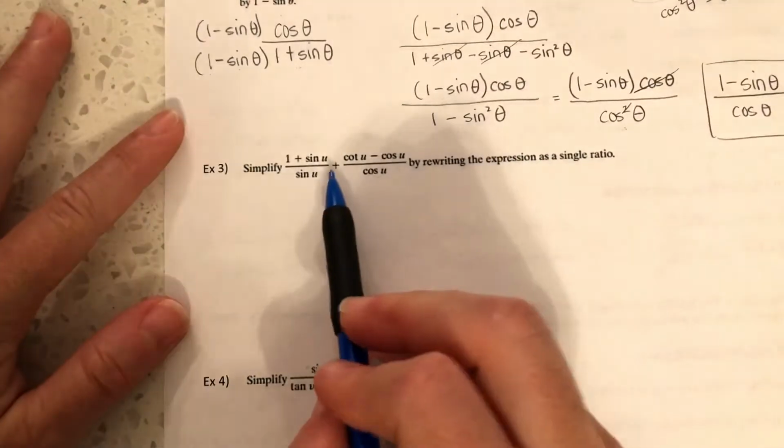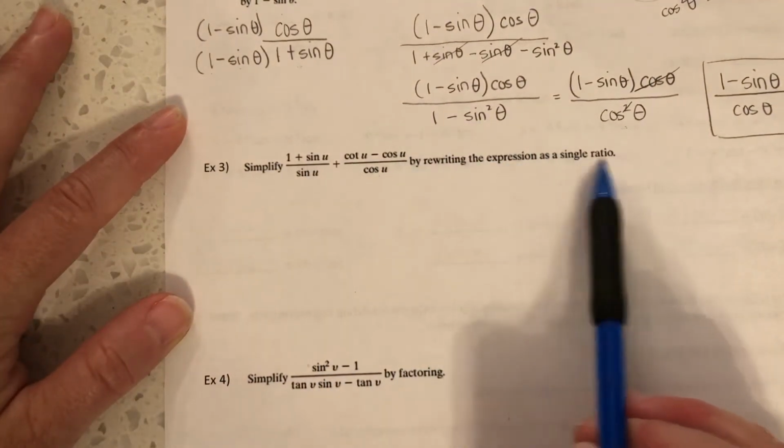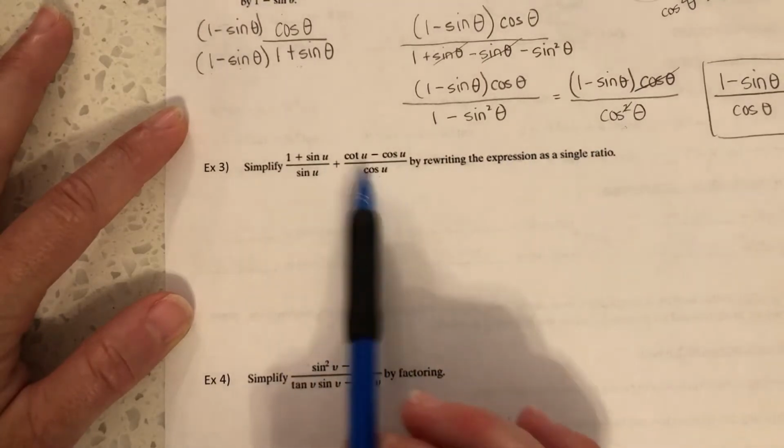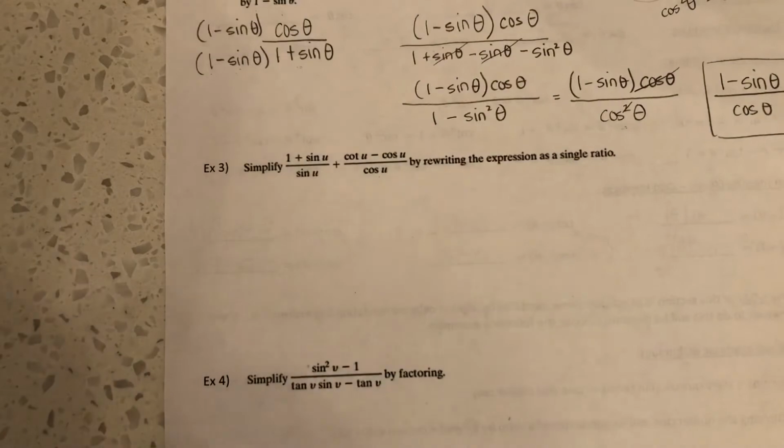All right? Well, if I'm going to simplify this, a single ratio, they want you to make this one fraction. They want you to add these two fractions together. Well, in order to add fractions, you have to have a common denominator. So we're going to have to get a common denominator.